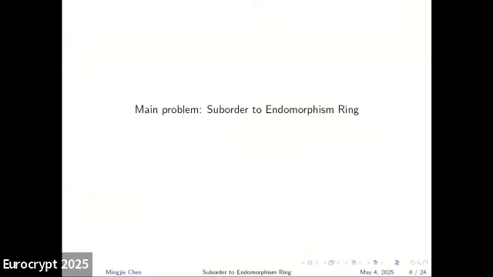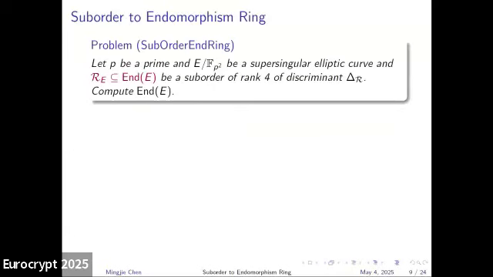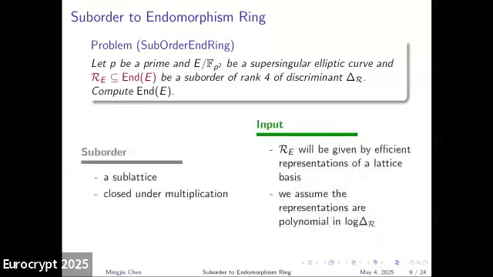OK, now let me introduce the problem I'm interested in. It's a variant of the endomorphism ring problem. You may think it's a much easier variant of the endomorphism ring problem. So basically, we have the supersingular elliptic curve, but now we also have a suborder of rank 4, whose discriminant I will denote as delta R. We already know a large chunk of the endomorphism ring, and the goal is to compute the endomorphism ring.